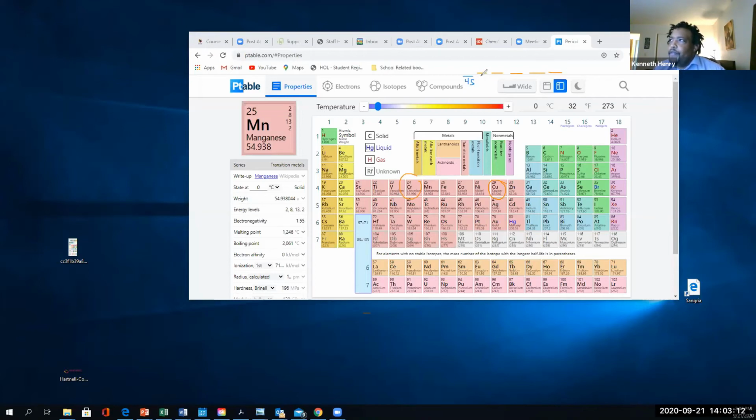So this here is your d orbitals. When we break it down, that's your d x squared y squared. This would be your d xy. This is your d yz.